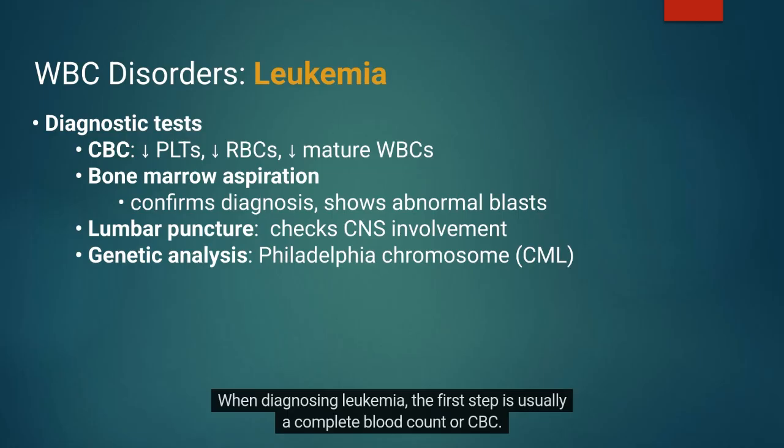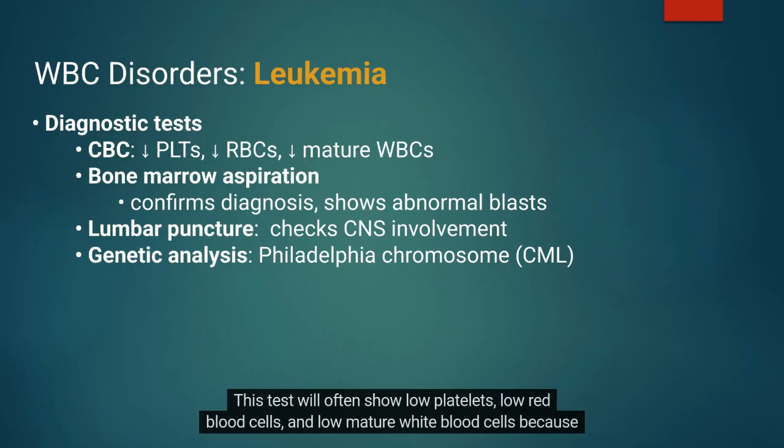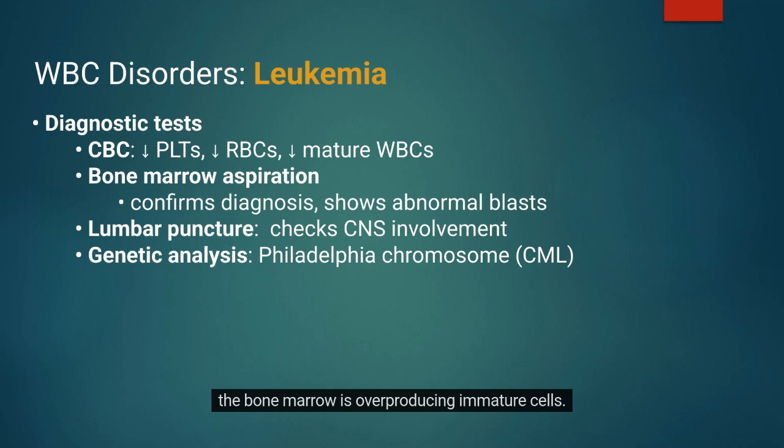When diagnosing leukemia, the first step is usually a complete blood count, or CBC. This test will often show low platelets, low red blood cells, and low mature white blood cells because the bone marrow is overproducing immature cells. The bone marrow aspiration is the most important confirmatory test.